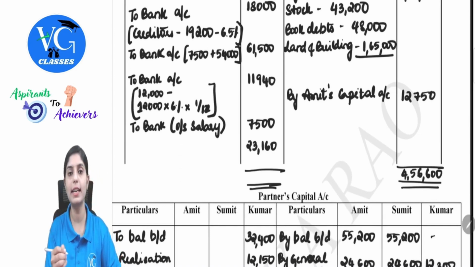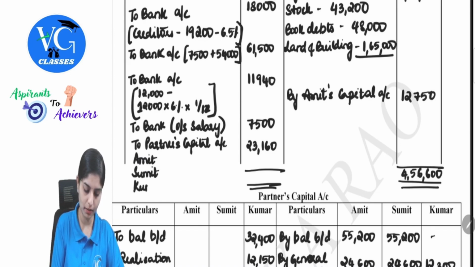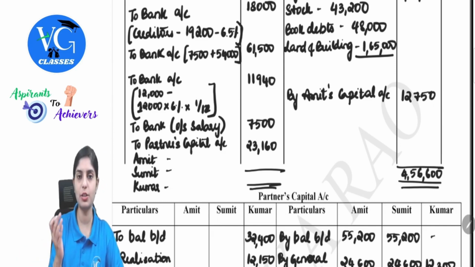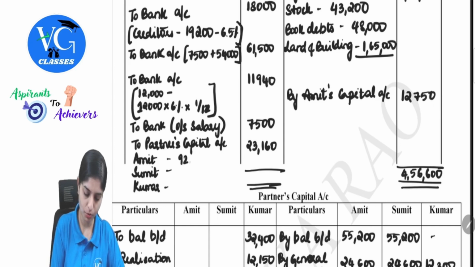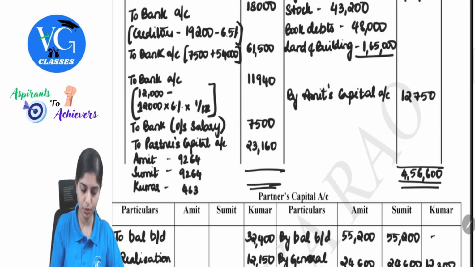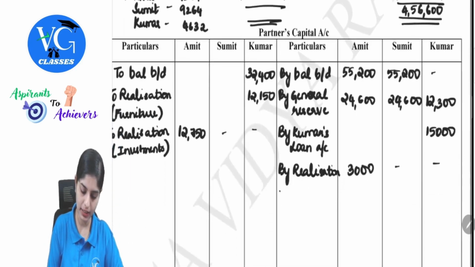23,160. This is your realization profit which needs to be transferred to partners' capital in their profit sharing ratio. Amit, Sumit and Kumar. So into 2 by 5, their same profit sharing ratio 2 is to 2 is to 1. 9,264, 9,264, 4,632. So this will appear in the partners' capital by realization.